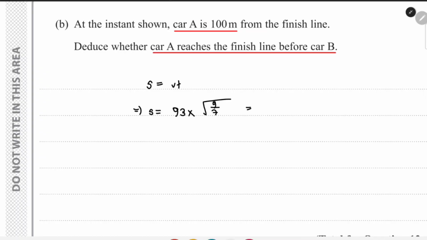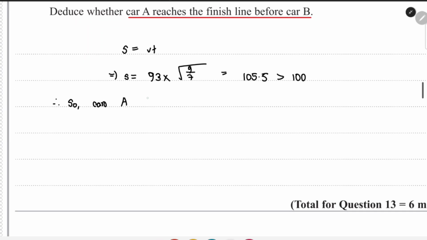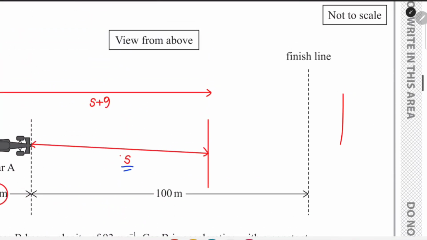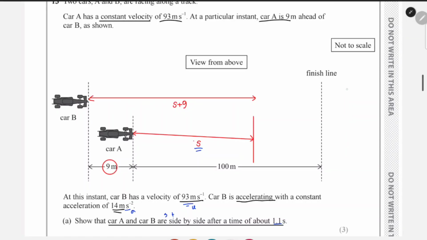This will come out to be 105.5. This is greater than 100 meters. So car A reaches the finish line first. So basically this is the point at which both of them are side by side. The cars are side by side after the finish line.